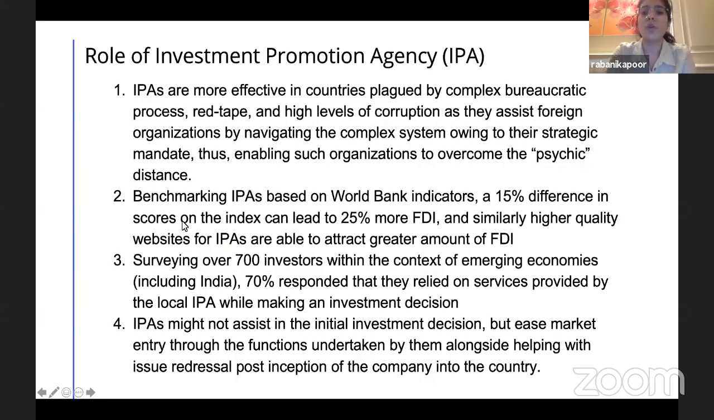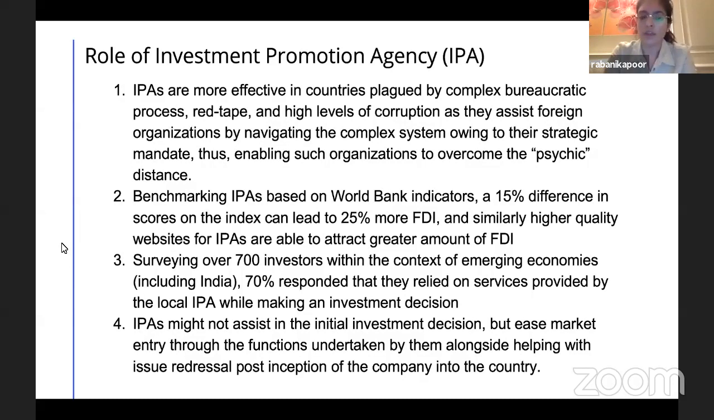So, role of investment promotion agencies, IPAs. IPAs play a big role in countries that are complex in nature, per se India, be it the bureaucracy, corruption, or red tapeism. This can be very confusing for any foreign investor looking to enter any given market. For example, India. Hence enters IPAs.